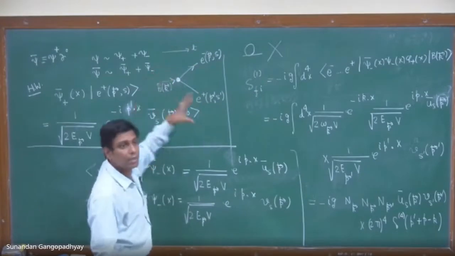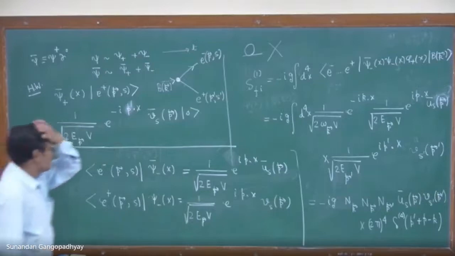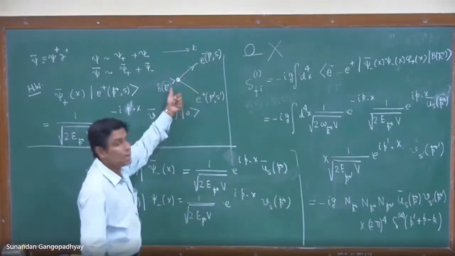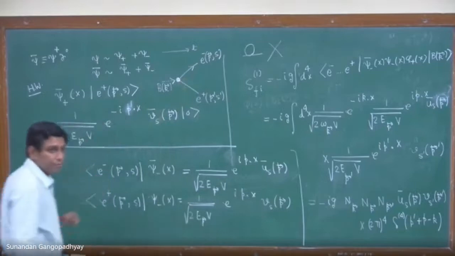That is, the scalar particle is decaying into 2 particles. And obviously, the charges of the 2 particles must be opposite to each other because this is a charge neutral particle. Therefore, these charges must be opposite. And therefore, if one is the electron, the other must be the positron. Okay?